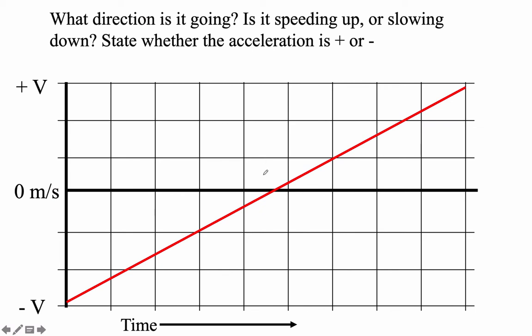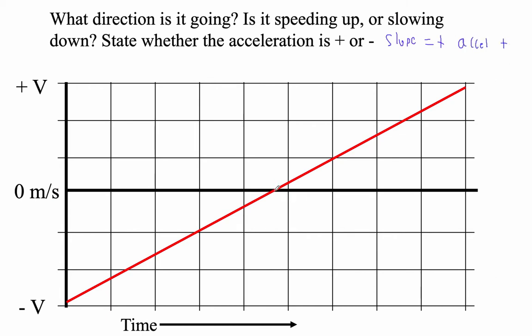Okay, the first thing I want you to look at, though, is the slope of this. The slope is positive and unbroken. Do you see that the slope is just the same? It's a straight line, so if we find the slope anywhere on this line, the whole line has the same slope. The slope is positive, so therefore our acceleration is positive, right?